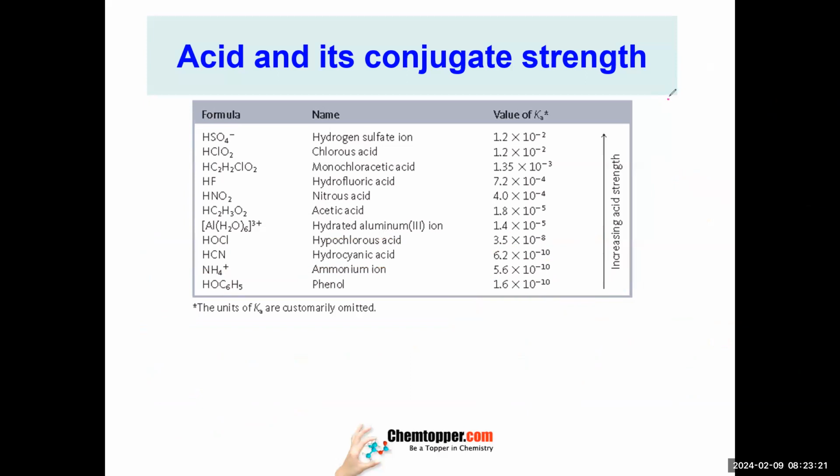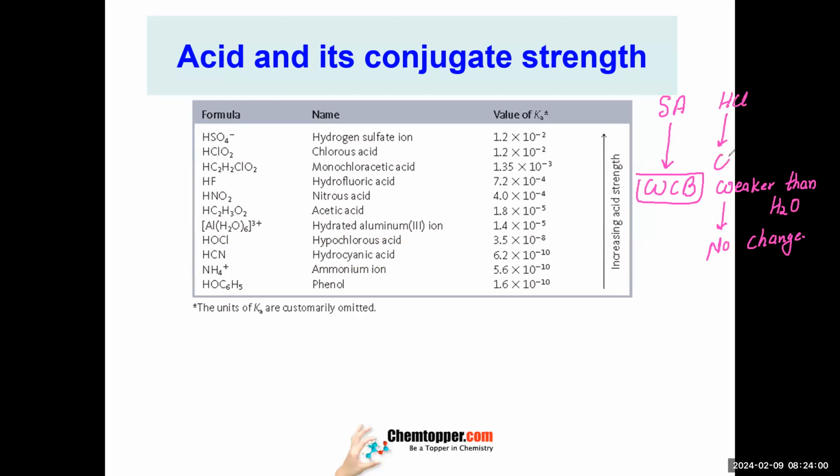If you have a strong acid, that strong acid will give you a weak conjugate base. This weak conjugate base is weaker than water. Nothing will happen. No change, no reaction. For example, HCl, the conjugate base is Cl minus. Nothing will happen to Cl minus in water. It will remain as such.